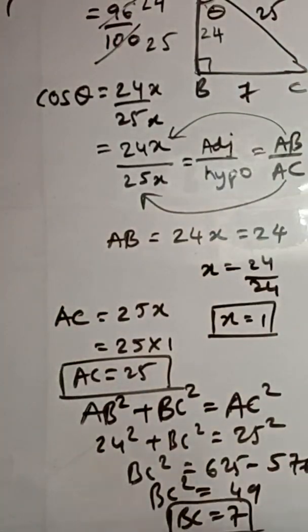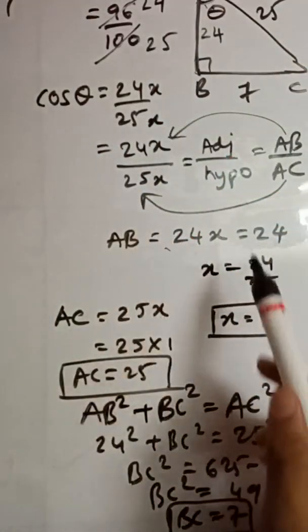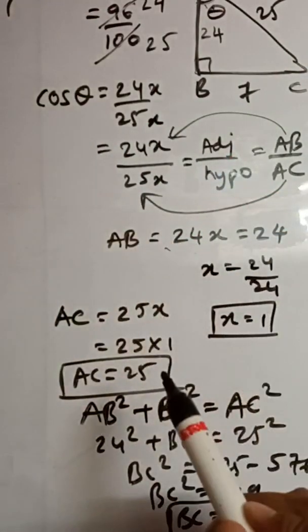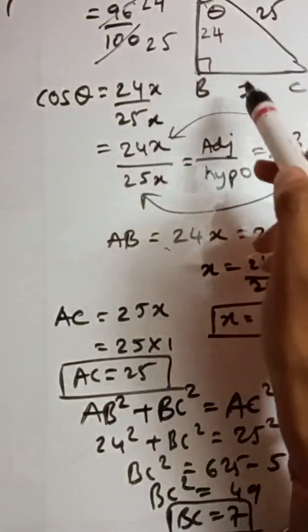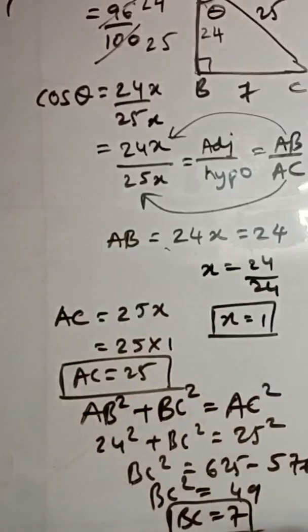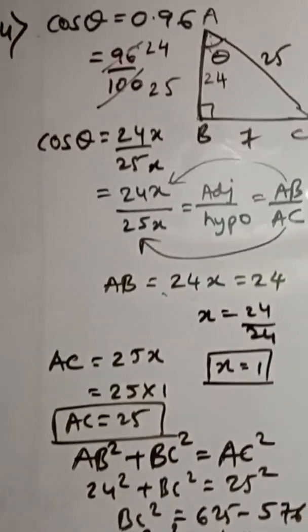First step, if a ratio is given, take x and find the value of x. Then apply Pythagoras and find all three sides. So now I have all three sides, and I can find anything whichever is required. I have found AC and BC.